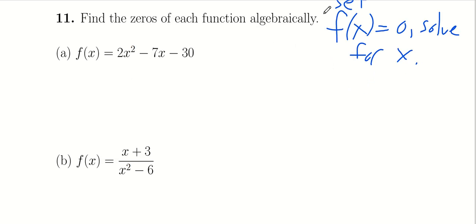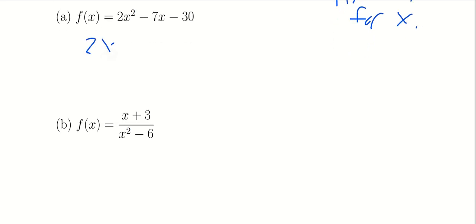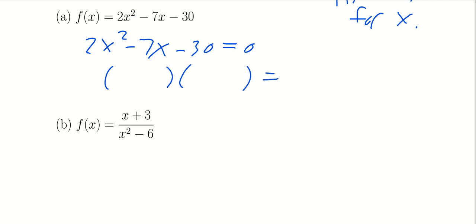In 11 part A, let's do that. We're going to take 2x squared minus 7x minus 30 and set it equal to 0. This is a quadratic equation now. You can try to factor it, or if you're not able to factor it, use the quadratic formula. Let's see if this thing factors.